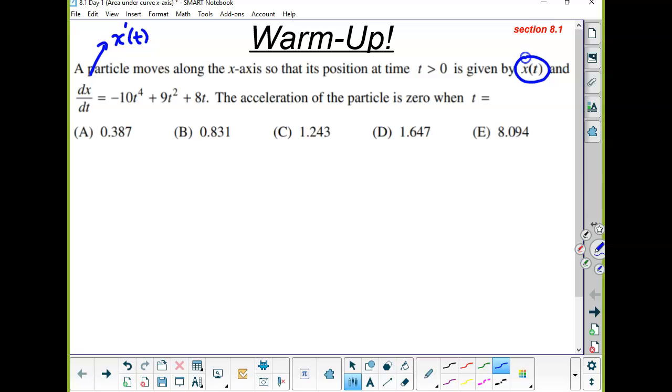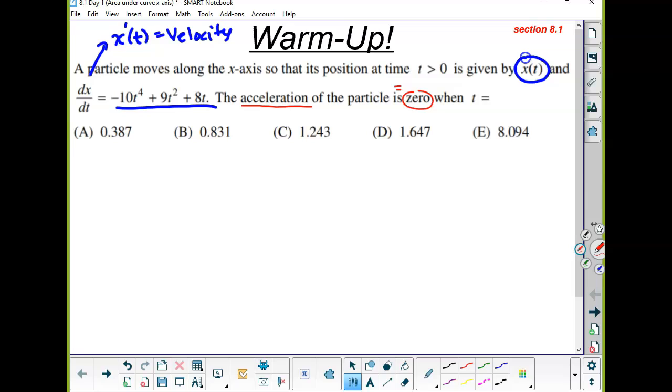Well, wait a minute. They give me the derivative of position. What is the same thing as the derivative of the position function? Velocity. This is the equation for velocity right here. So they give us the velocity equation, and then they are asking us, what is the acceleration of the particle is 0.